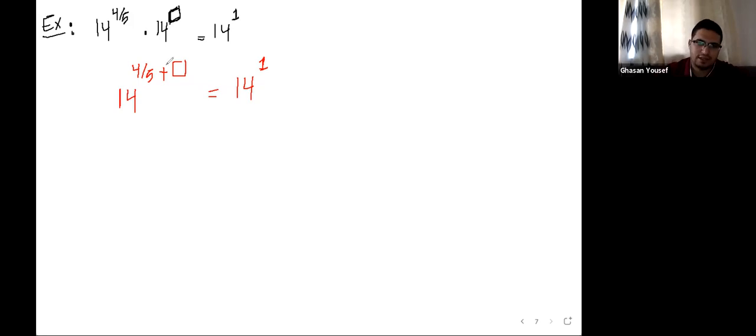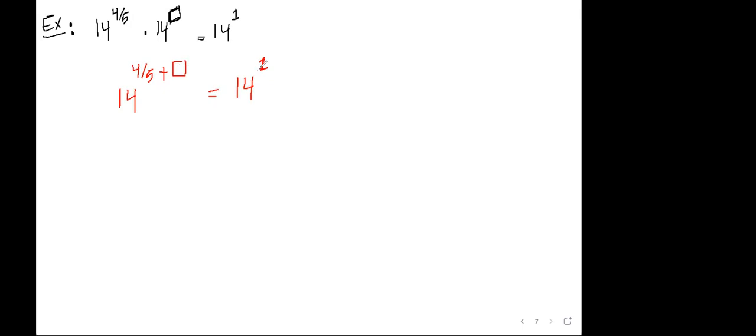So Eric said inside the box we should put 1 over 5. So 1 over 5 plus 4 over 5 gives me 5 over 5. And this is actually 1. Yes, this is correct. So inside the box, I should put 1 over 5, because both numbers are multiplying together and we have the same base, 14 and 14. So we just put 14 and add the exponents: 4 over 5 plus this box equals 14 to the power 1.